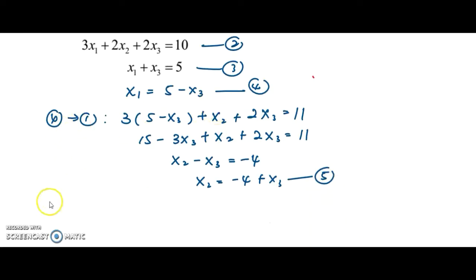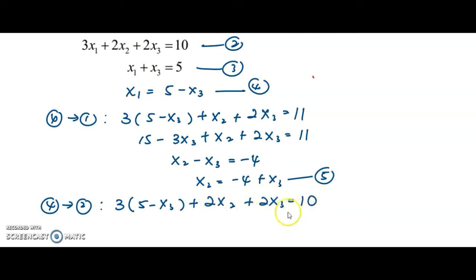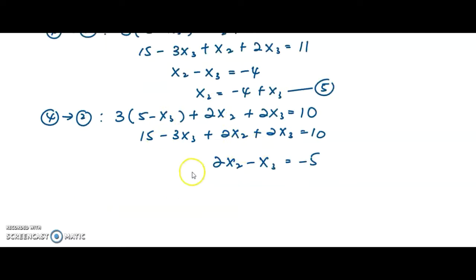After that, the same steps as just now. I'm going to substitute equation 4 into equation 2. So what I have now is 3 times 5 minus x3, where x1 is replaced by 5 minus x3, plus 2x2 plus 2x3, and this equals 10. Then simplify and you form an equation consisting of only x2 and x3. After I simplify, I got 2x2 minus x3 equals negative 5, and we name this equation 6.